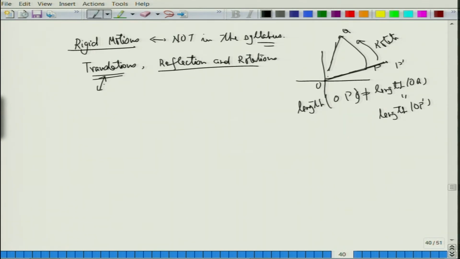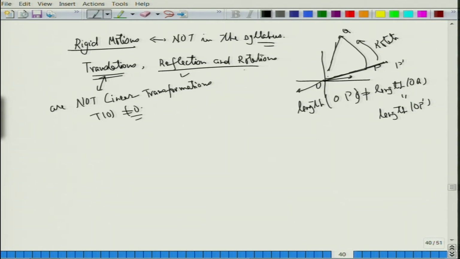So such translations are not linear transformations. Why are they not linear transformations? Basically because T of 0 is not 0, all right. You are not able to fix the origin, since you are moving it away or nearer, whatever it is, this 0 will get disturbed. So translation is a rigid motion, but it is not a linear transformation.